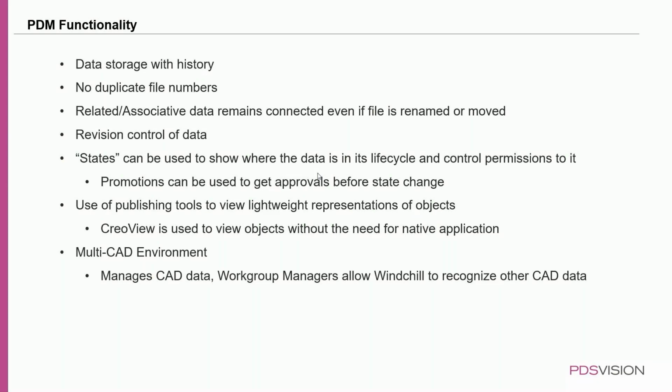Revision control was a big part of it. States, if you started using life cycles, you began to use states to control where the data was and who had access to the data. So it was also a way of controlling permissions. And to get to the different states, we were using promotions, making sure there are approvals happening before it goes from in work, concept, whatever we want, to a released file. So what's that process look like? And then we use publishing tools to create those lightweight viewables.